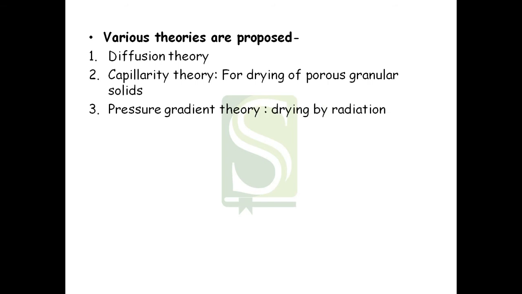Now this pressure gradient theory is applicable to drying of solids by application of radiation. Here we are not going to use hot air, but we are going to use radiation. Radiation is a source for generating internal heat. The radiation will interact with the polarized molecules and the ions of the material. So the molecules get aligned, whereas in a normal case they are randomly oriented.